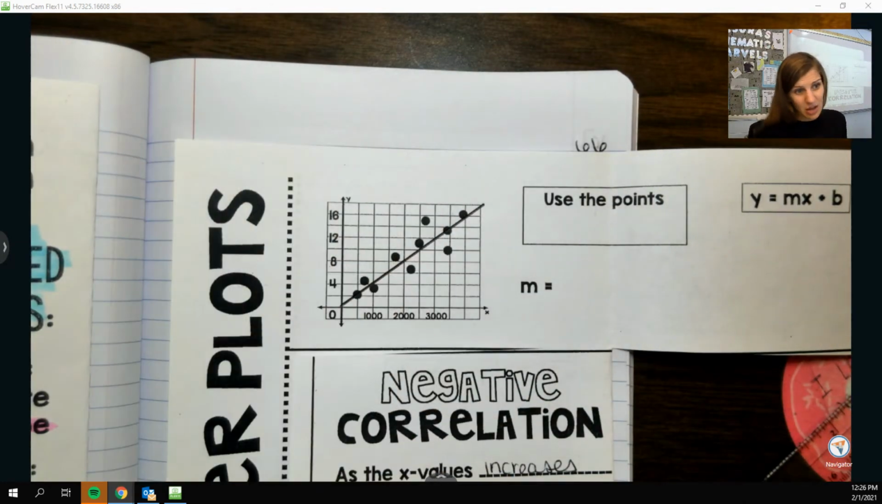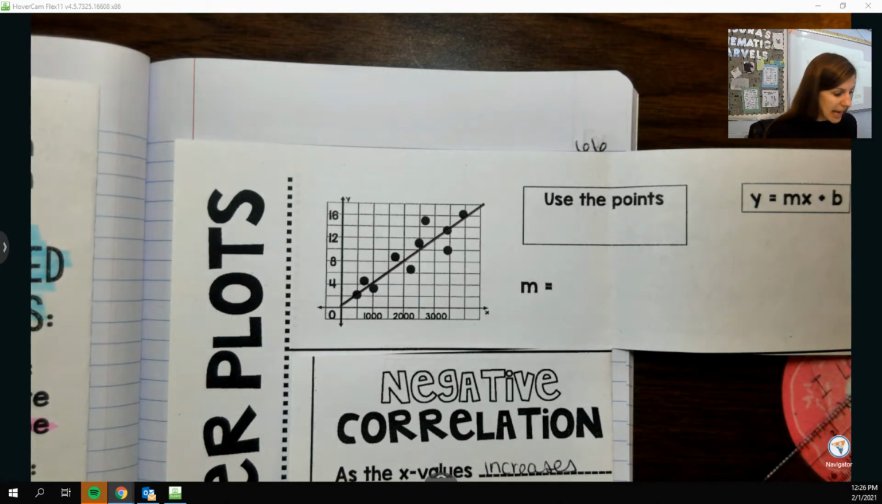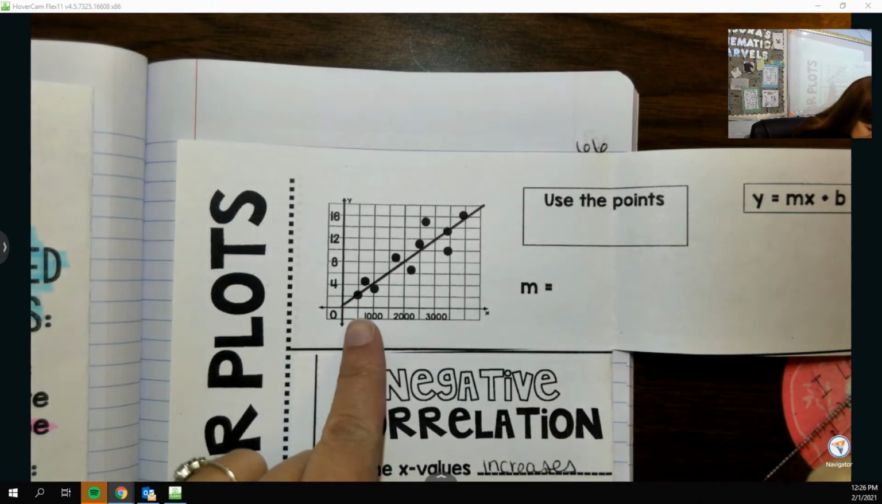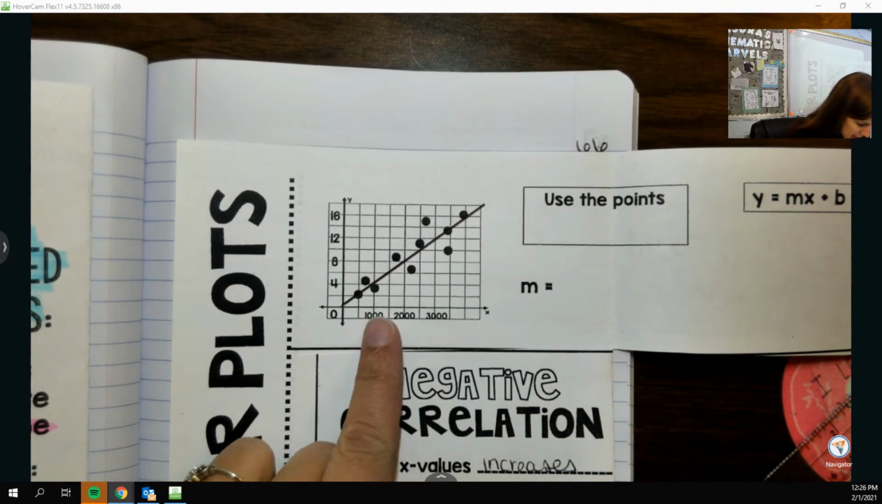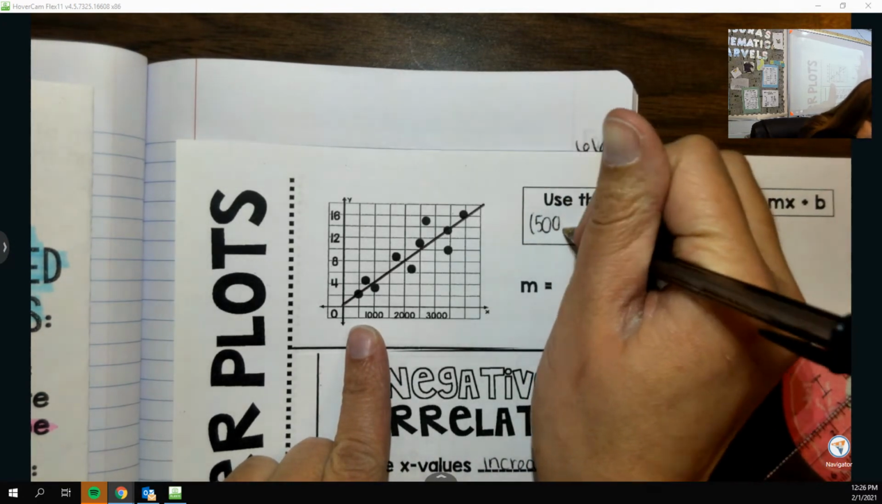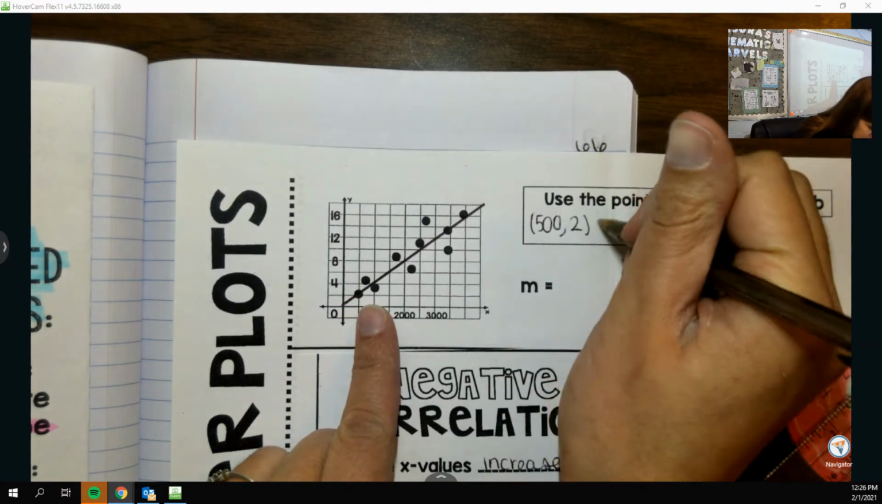Because that gets pretty close to all the points. And then if I want to write the equation of the line, I need to pick 2 points that ended up on my line. So this one's pretty good right here, which if you see, we're counting by thousands. So right in between would be 500. And these are counting by 4. So right in between would be 2.